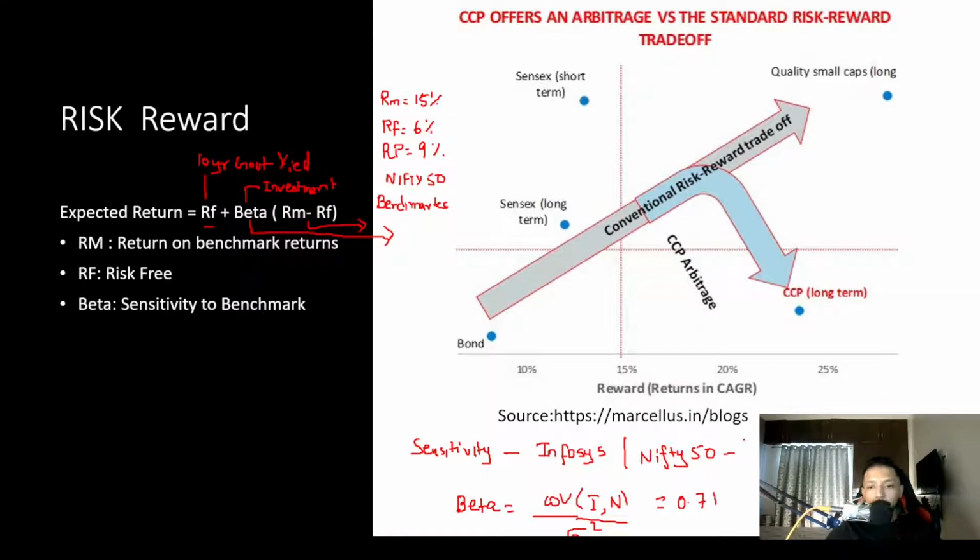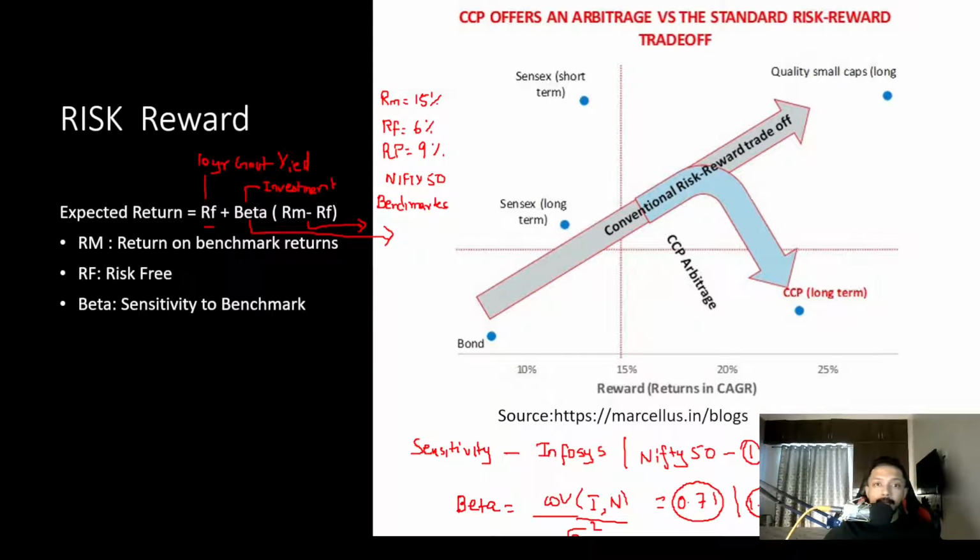And the benchmark will obviously have a beta of 1. So if you have a lower beta, then you are saying that the stock is less risky compared to Nifty 50. And if you have a higher beta, if let's say the beta comes out to be 1.21, then you're saying it's more risky than Nifty 50. Now that's where the debate starts from. Okay, now that's where we will try to use data.